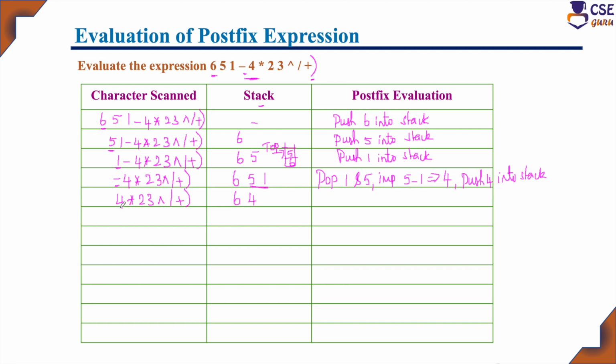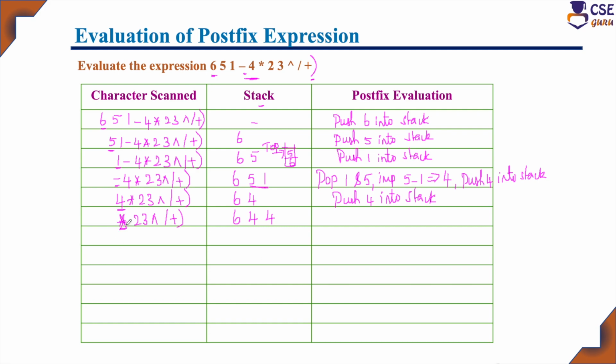Okay. And the next input character is an operand, so push 4 into the stack. Now 6, 4, and on top one more element 4, you have to push onto the stack. Remaining input characters are star 2, 3 exponent, division plus closed parenthesis. Now this is a multiplication operator.